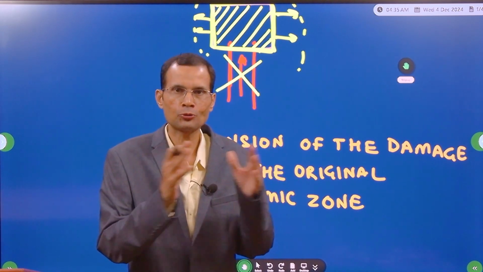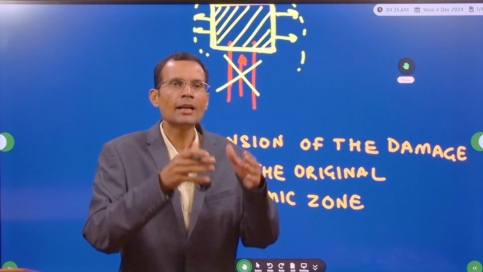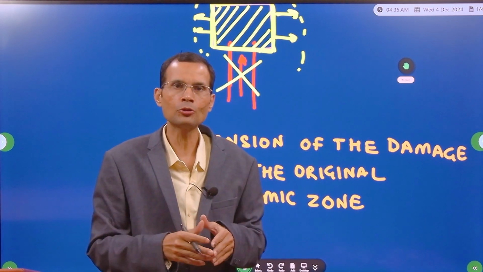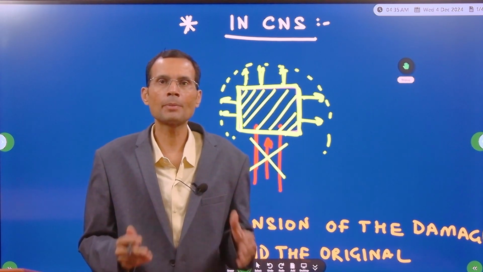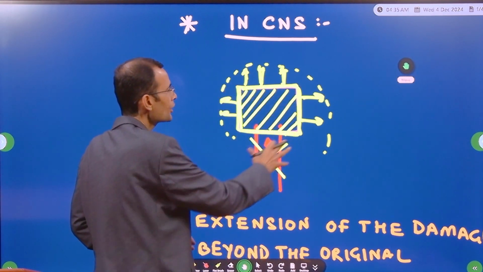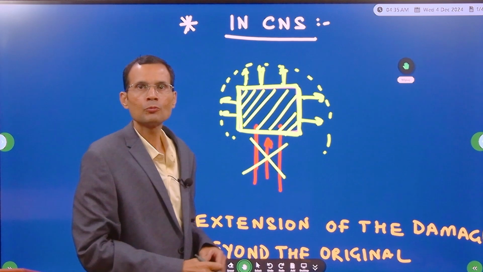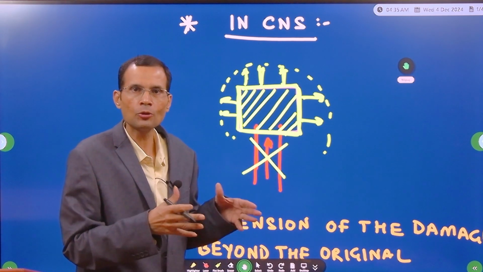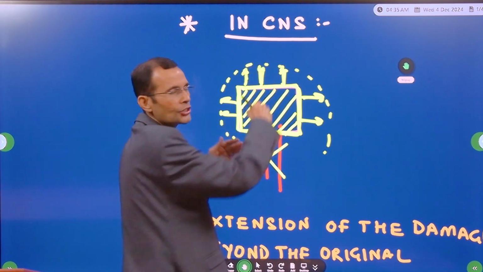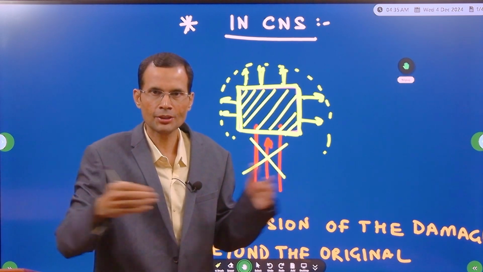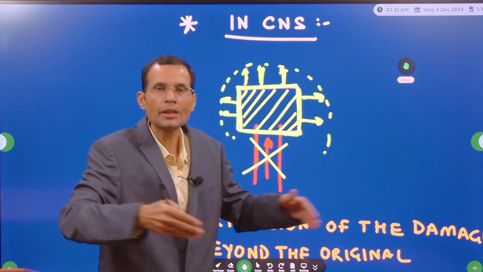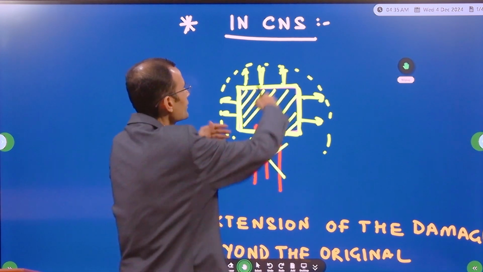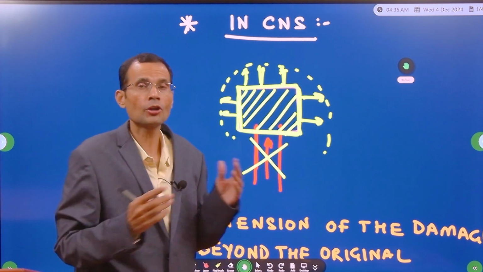Just like those shadows, one dense core shadow at the center and then the peripheral lighter shadows. So here in the brain, in medicine, penumbra would mean that there is an original ischemic zone, which is like a dense core shadow, and then the damage gets extended to the peripheral parts, in the neighboring regions. This extension of the damage is called penumbra.